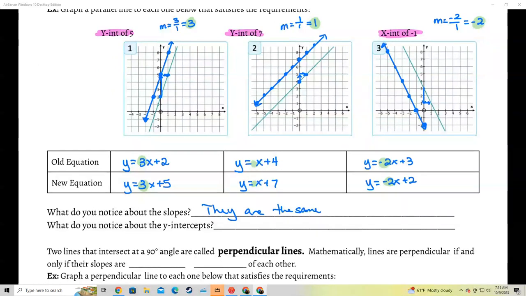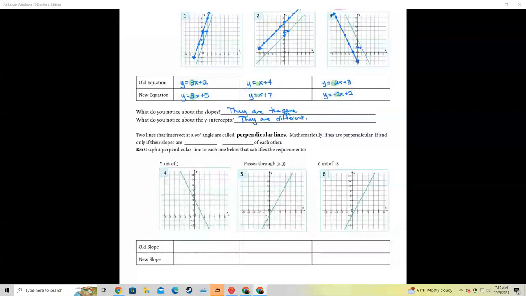What about the y-intercepts? Well, the y-intercepts are different. And that's how you create parallel lines: you have to make sure that the slopes are the same, but that they are starting in a different spot. Okay. All right, let's go ahead and take a look at the next one.